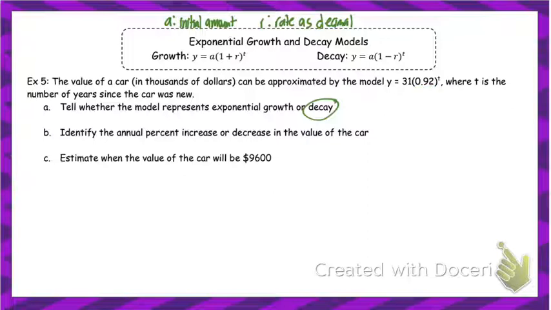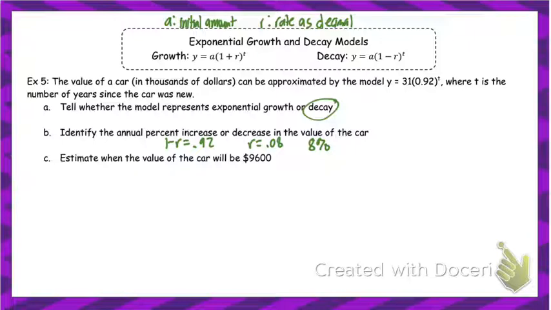All right, now let's find the annual percent increase or decrease. This is not a 92% decrease because that equation, 1 minus R, is 0.92. So that means that R is 0.08, which is 8%. Okay, so be careful with that. The number that's in your equation is not the percent.